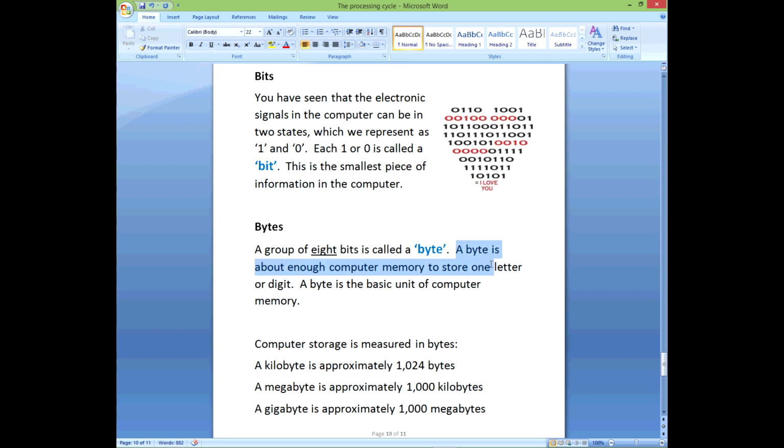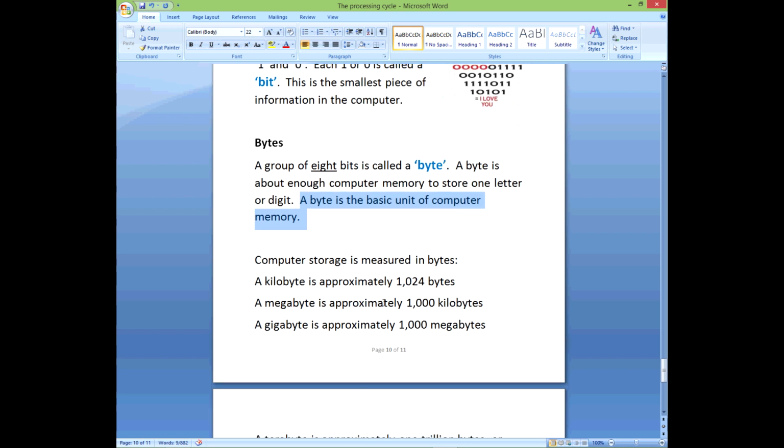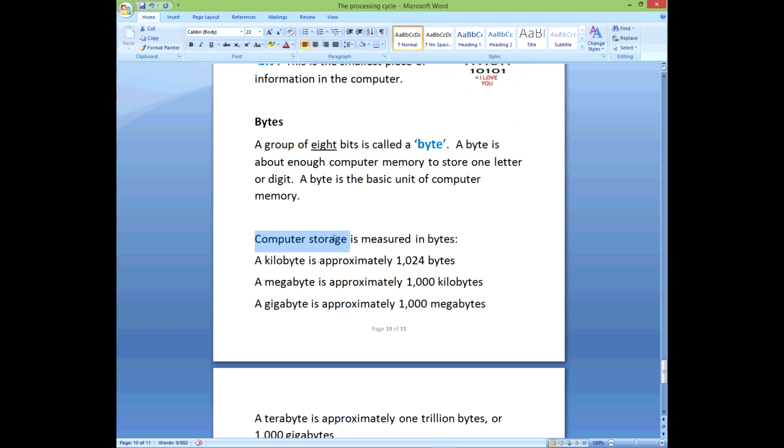A byte is about enough computer memory to store 1 letter or 1 digit. So a byte is enough storage to store what? 1 letter or 1 digit. A byte is the basic unit of computer memory. So the byte is the basic unit of what? Computer memory. Computer storage is measured in bytes.